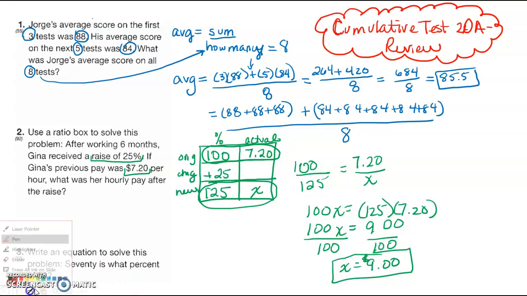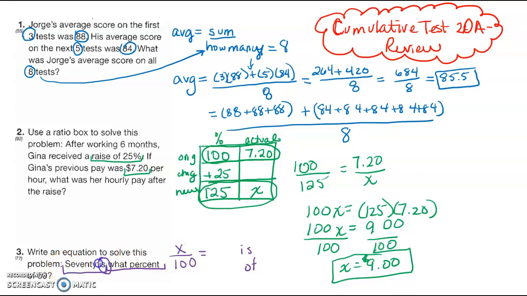Okay, let's change. Okay, down here, number 3, write an equation to solve this problem. 70 is what percent of 50? So whenever I have what percent, I think what per 100. And then we have our is over of. So it says 70 is what percent of 50. Another problem says just write the equation to solve it, and this is plenty good enough. On the test, you're actually going to have to solve it, so just a heads up.